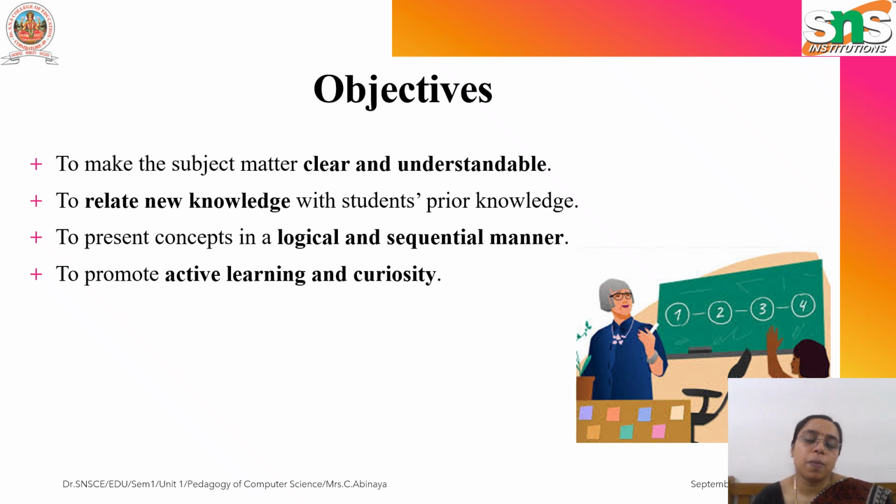The third one is present the concepts in a logical and sequential manner. So this is very much important. Step by step explanation helps the students to follow the flow of ideas. So when it is sequential, it is easy for them to understand, and that is the third main objective. Fourth one is promote active learning and curiosity. So by asking questions or using examples, students are encouraged to think and participate rather than just listening.